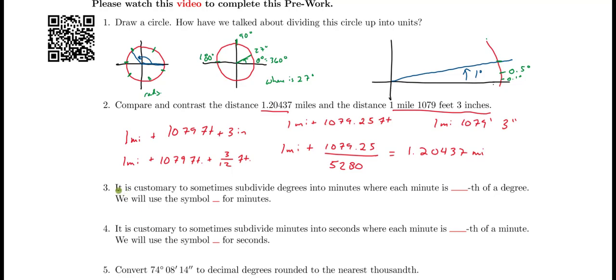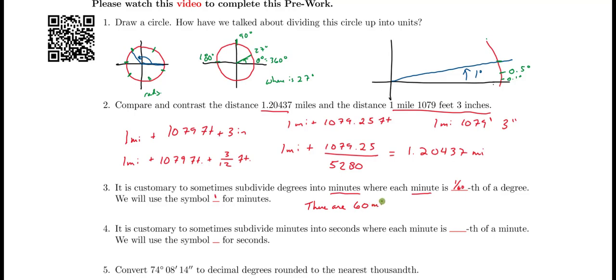So for anyone going into GIS backgrounds, you will need this knowledge of degrees, minutes, seconds. So let's get started. It's customary to sometimes subdivide degrees into a new unit called minutes, where each minute is 1/60th of a degree. And we're going to use this symbol right here for minutes. It looks like the apostrophe, just like we had the symbol for feet. Okay, so let's put that another way. We said that each minute is 1/60th of a degree.